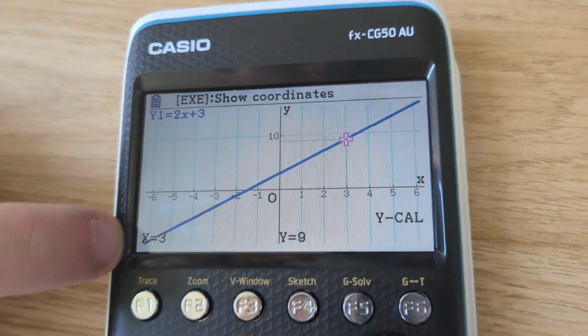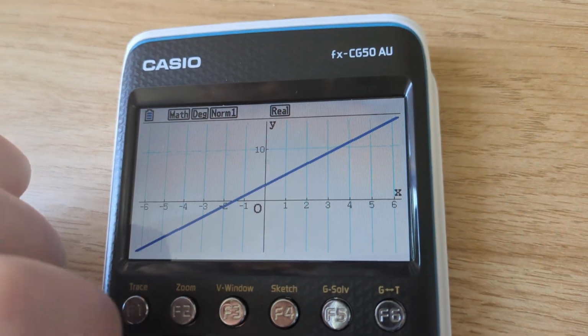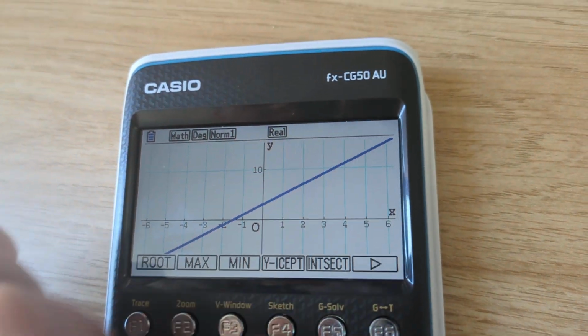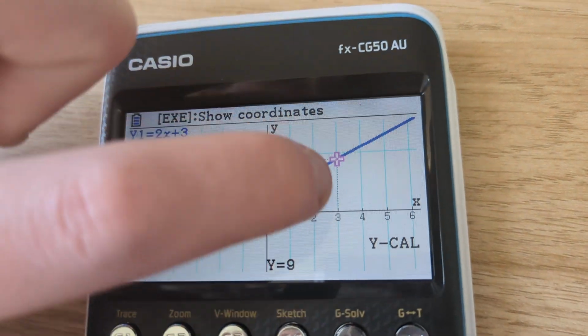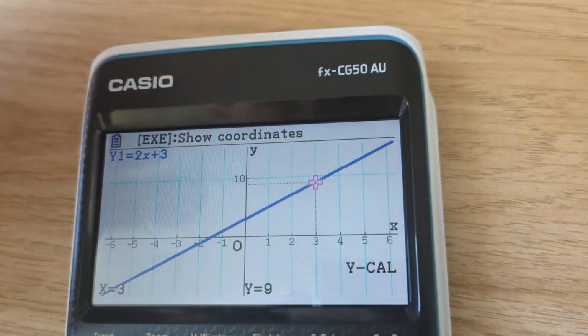So at the 3 week mark, I have $9. Great. At the 3 week mark, I've got $9. And it's plotted it for us here. It says, here it is. And it kind of cuts across.